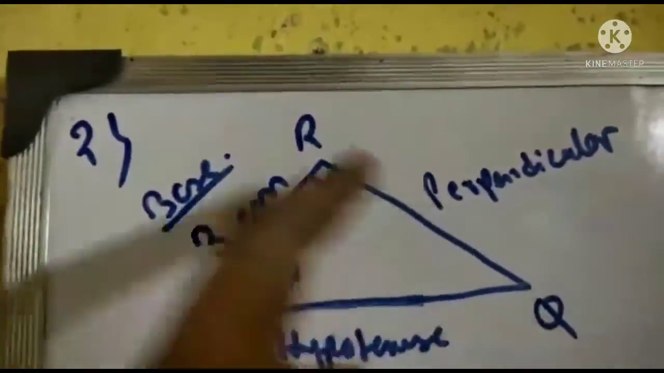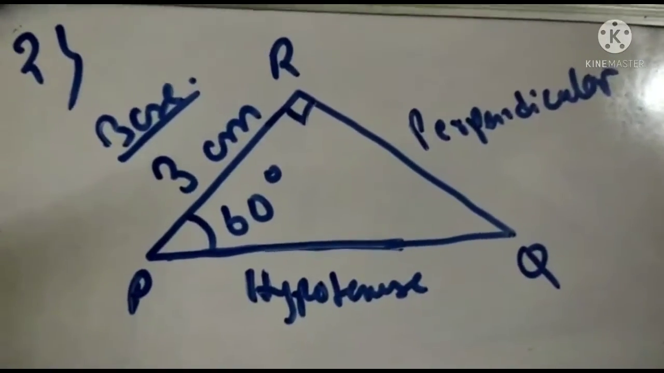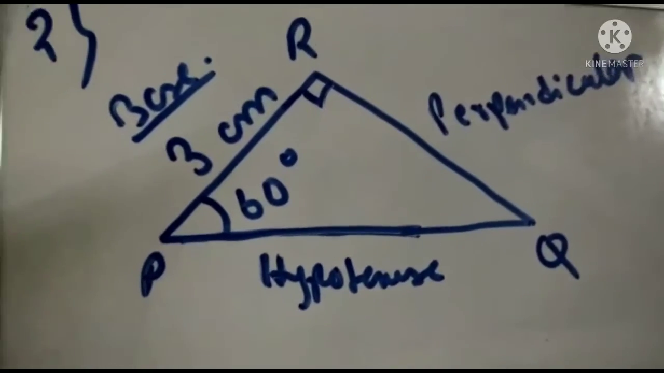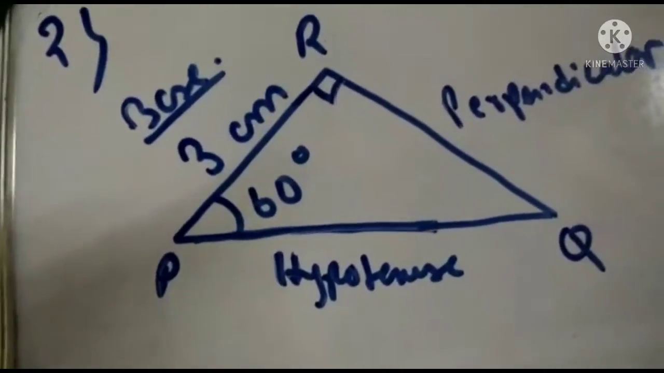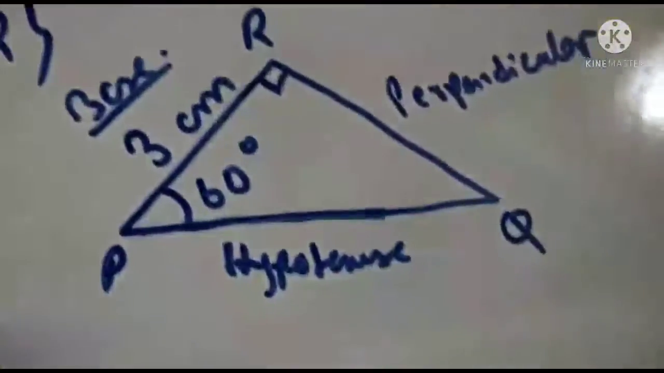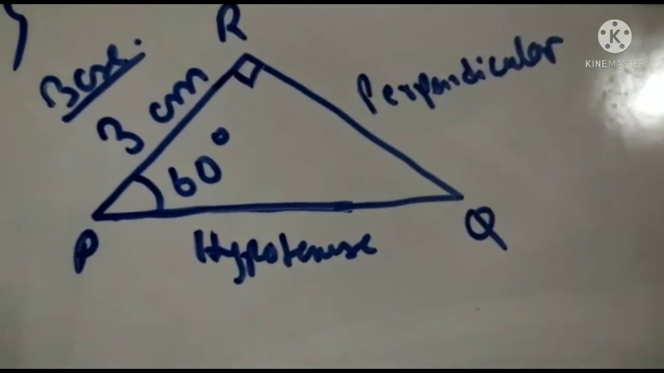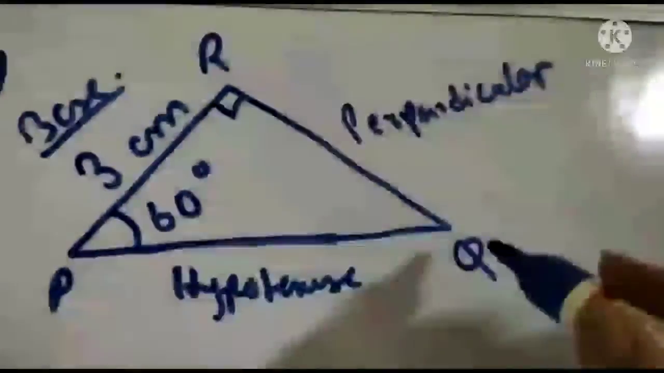So QR will be our perpendicular, and PR is the base. Here it is also told to find the length of QR and PQ. See, one side is given, two sides it is told to find. In the same way that we did in question number 1, we have to solve this one in the same manner. Now see how to solve this. At first let me find QR.